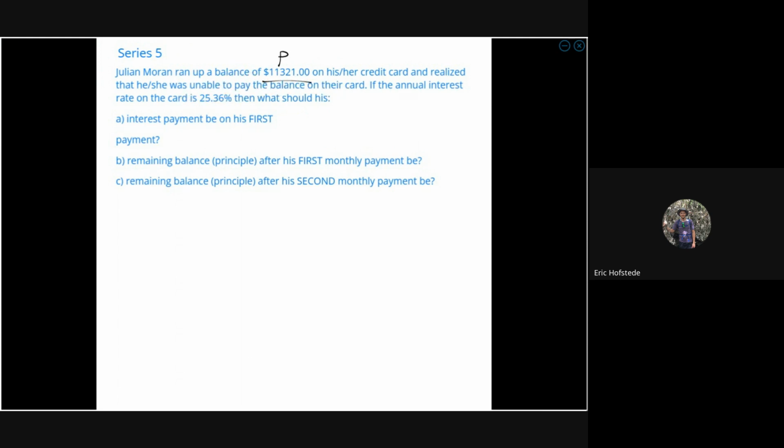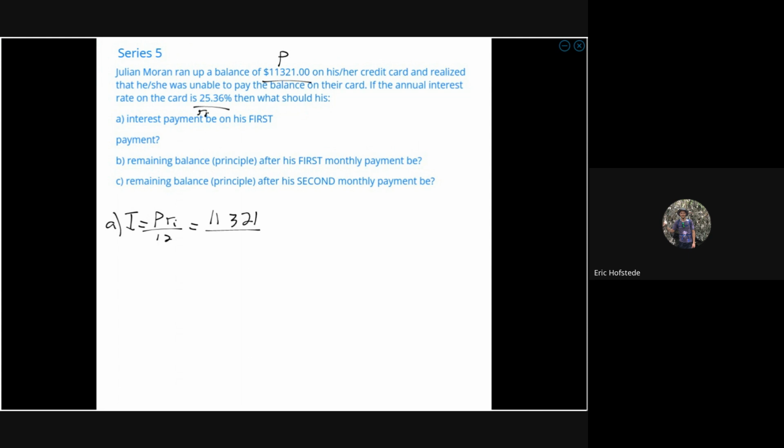Then they give me an interest rate, and again, that's just the interest, RI, rate of interest. It's not a payment off principal. Very important to read what each percent and each variable represents. So part A, straightforward, exactly the same as series 1. It's just PRI over 12.